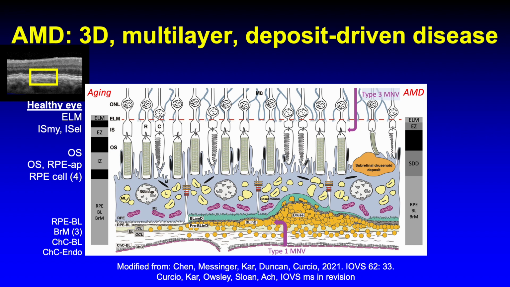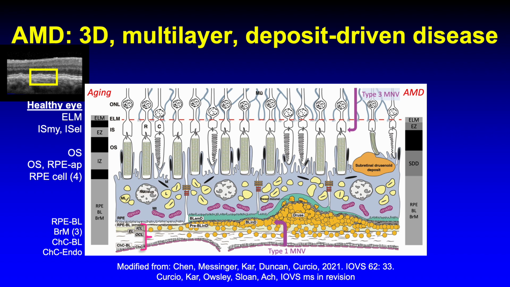There are multiple biologically distinct layers within 100 micrometers vertical height between the ELM, the dashed red line on the top, and the choriocapillaris endothelium below. These include the inner segments of the photoreceptors, the outer segments, the interdigitation zone, where the outer segments and apical processes of the RPE meet, the RPE cell body layer, and Brooks membrane choriocapillaris together. These bands may be visible, perturbed, or absent altogether in an AMD eye.